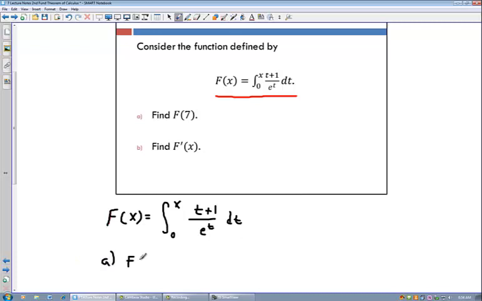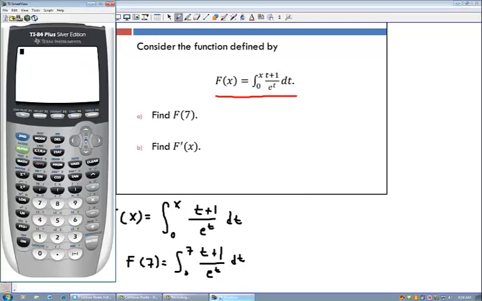And I want to try to figure out what is F of 7. Wherever I see an x, I'll put a 7. So I have the integral from 0 to 7 of (t plus 1) divided by e to the t dt. And of course, I can't evaluate this definite integral because I don't know what the antiderivative of this thing is. It's not clear to me. But what I can do is I can use my calculator.